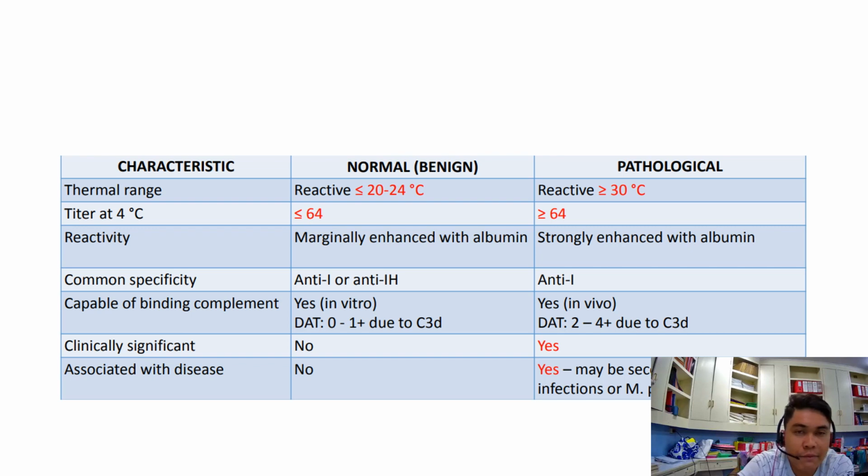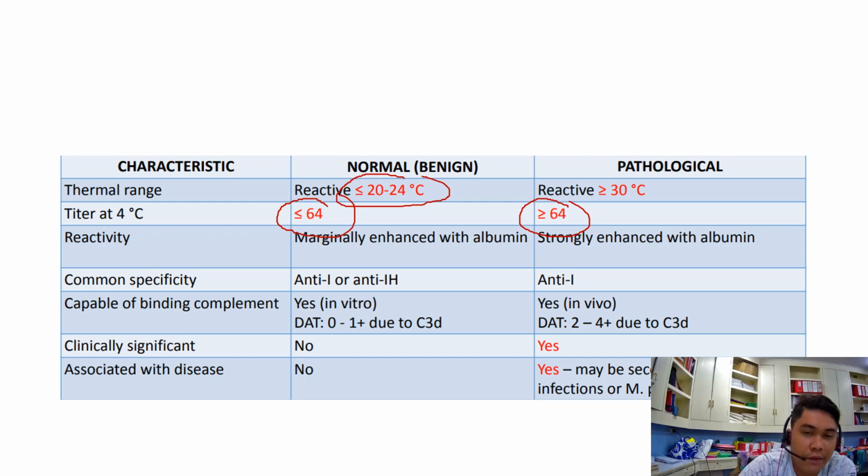The next is you have benign and pathologic cold agglutinin. So for benign, it's usually reactive at 20 to 24, or 4 to 25 degrees Celsius. You have your typical cold agglutinin, which is your IgM. And if the titer is less than 64, that is classified as benign. It is only pathologic once it's greater than or equal to 64.